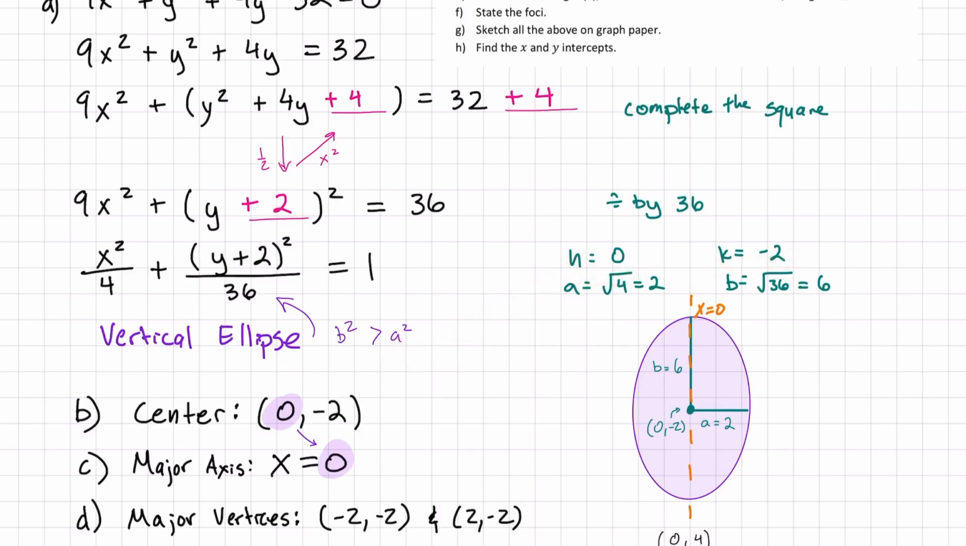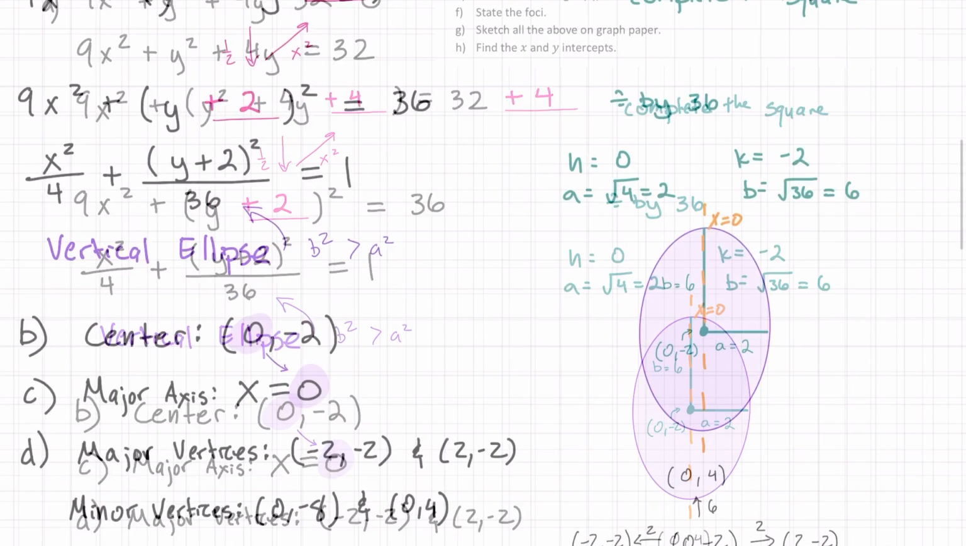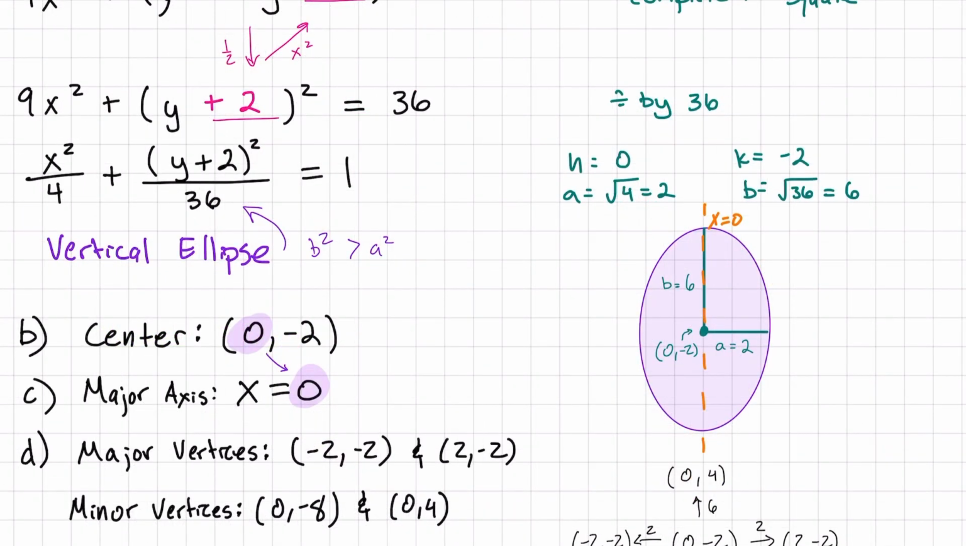All right, now what about my a's and b's? Well, one thing before I even worry about that, I should notice that since the b is bigger than the a, my b squared is bigger than my a squared, it's going to be a vertical ellipse. It's going to be taller than it is wide. And that's just because, remember, we're keeping the b's with the y's. So if my a squared is 4, I square root it to get 2. My b squared is 36, square root it to get 6.